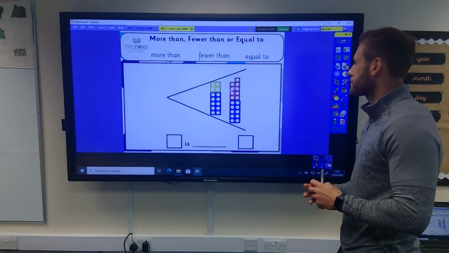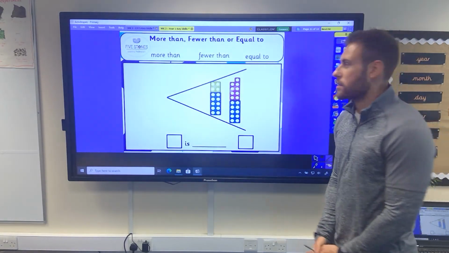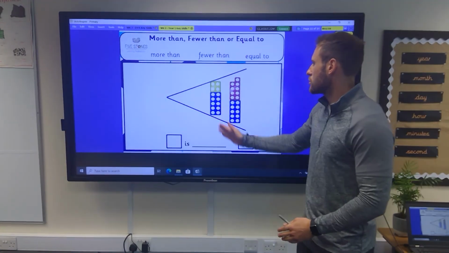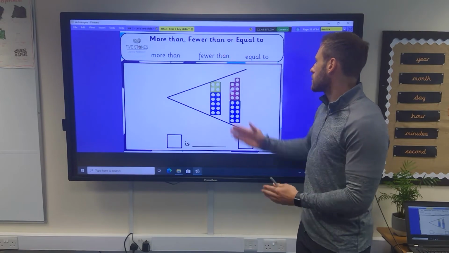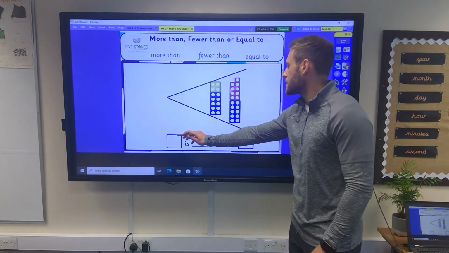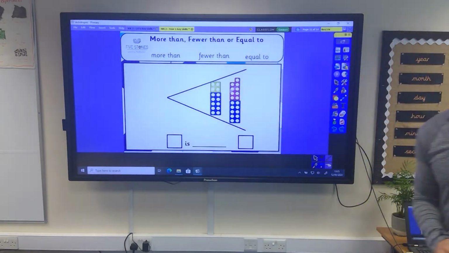Are we ready? 2 new numbers to compare. We are trying to find out whether they are more than, fewer than, or equal to. Is this number more than, fewer than, or equal to this number? First of all, you need to write what these 2 numbers represent. Off you go.